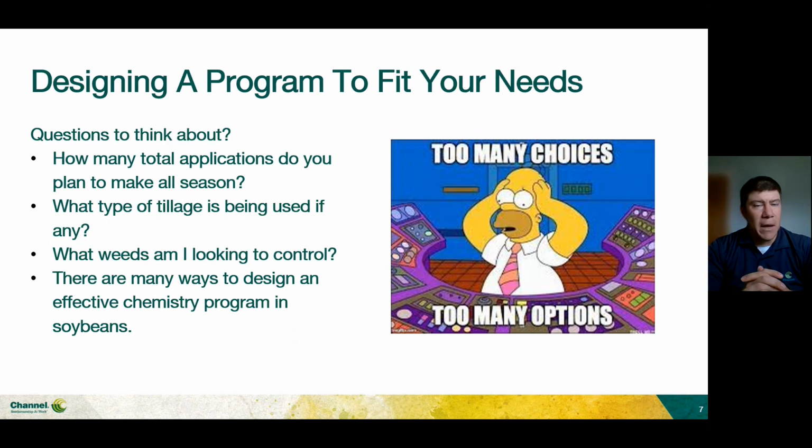So questions to think about in regards to what options do I want in my pre-emergence chemistry recommendations. Number one is, how many total applications do you plan on making all season long? So are we splitting this out where we've got one pre and then one post, or are we doing maybe two pre's and one post? Or there's different ways to do this. So that'd be one thing to think about.